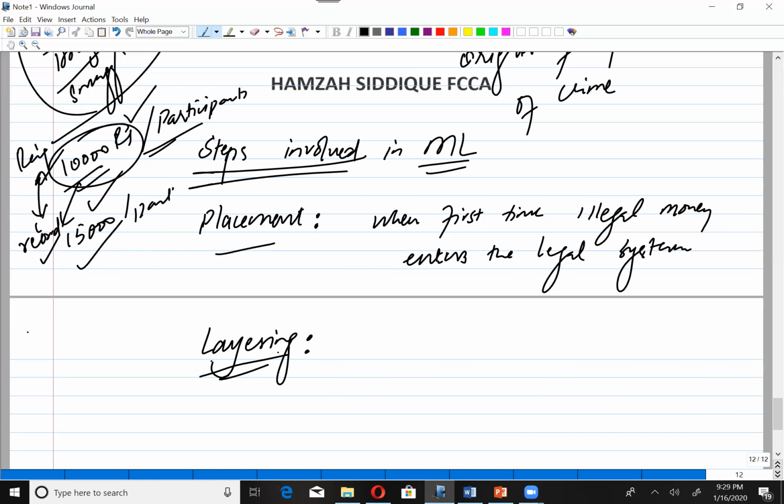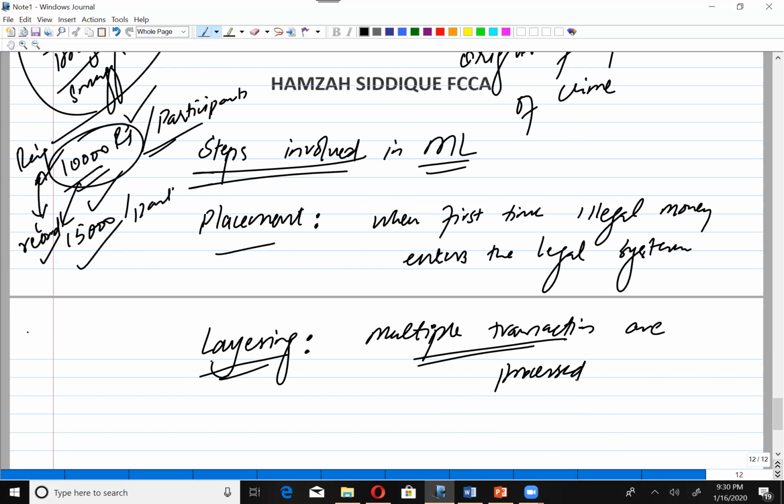What is layering? Layering is basically, students, once the money is deposited into the bank, a legal system, multiple transactions, layers of transactions, are generated and processed. Multiple transaction layers are generated so that ambiguity is created.